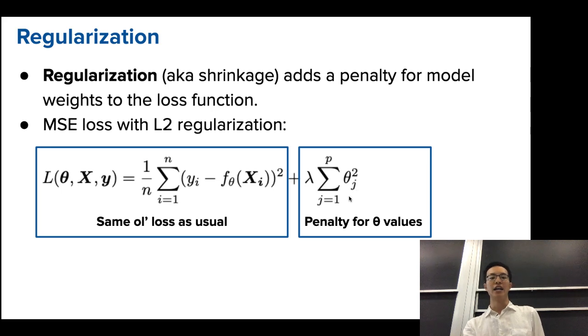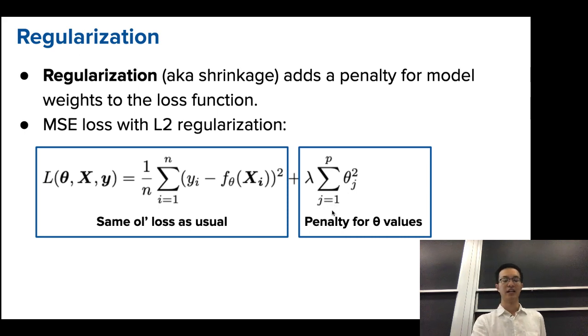You'll notice that this term right here depends on the values inside theta itself. So if my model weights are large, then this penalty here will make my loss high. If my model weights are small, the penalty here will be small. And if my model weights are all 0, then I'll have no regularization penalty at all.